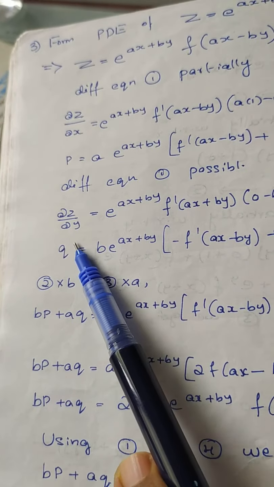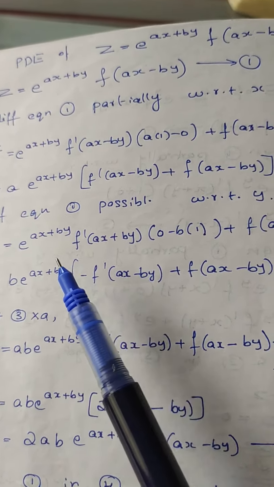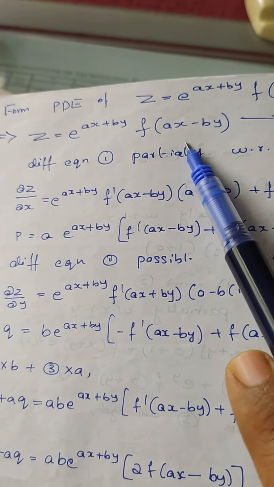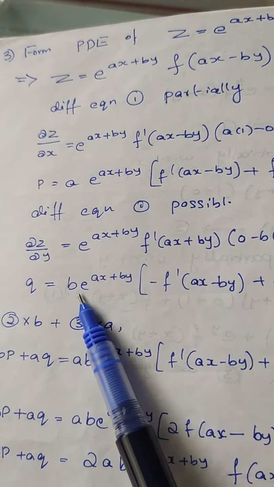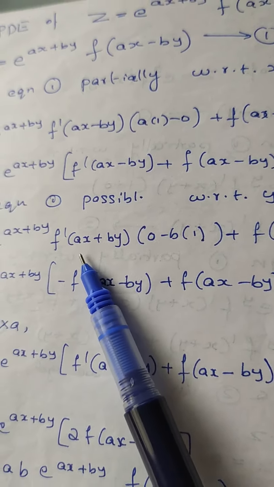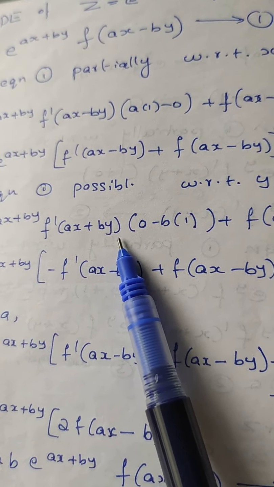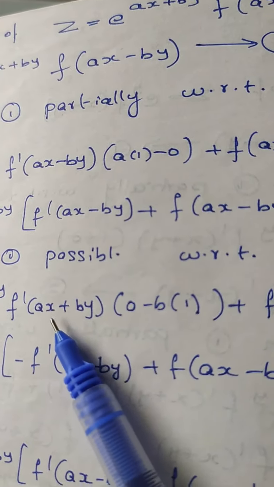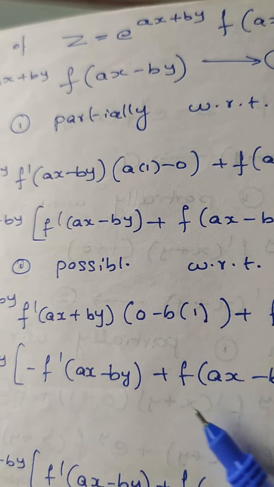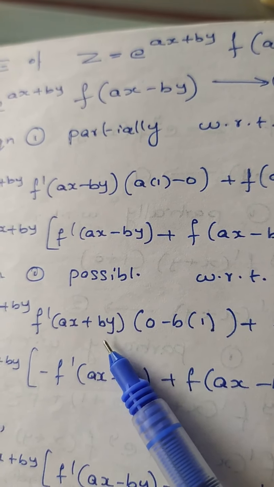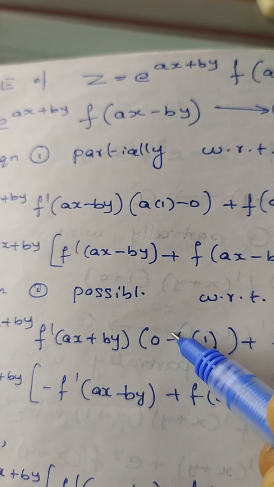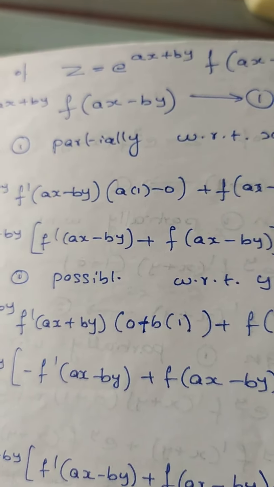Similarly, differentiate with respect to y. Now y variable, x constant. Since exponential function with y and f, the arbitrary function, is also with y, use product rule. See here, use product rule. First function, derivative of second function f dash of ax minus by into, now a constant, x is also constant 0, plus derivative of b into y, b constant, and derivative of y with respect to y is 1. This is plus actually.